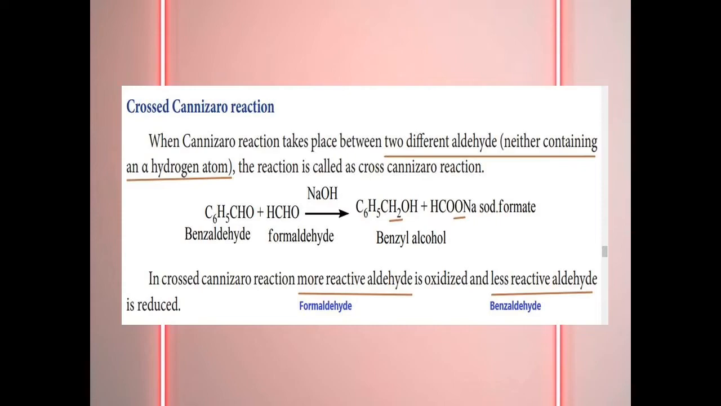Now benzaldehyde and formaldehyde undergo Cannizzaro reaction in the presence of sodium hydroxide. Benzaldehyde undergoes reduction, because it is the less reactive one. But formaldehyde is the more reactive one, so it undergoes oxidation. Oxidation means what? Addition of oxygen. So in crossed Cannizzaro reaction, the more reactive aldehyde is oxidized, and the less reactive aldehyde is reduced.